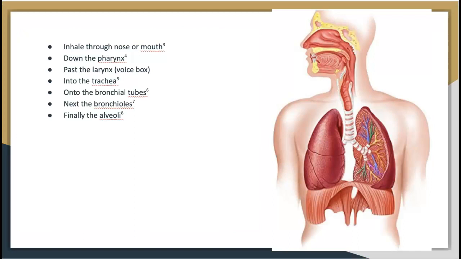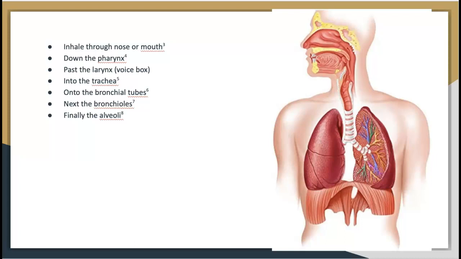So air travels through our body, and it is inhaled through our nose or mouth. It goes down the pharynx, past the larynx, which is also known as the voice box, into the trachea, onto the bronchial tubes, next to the bronchioles, and finally the alveoli.